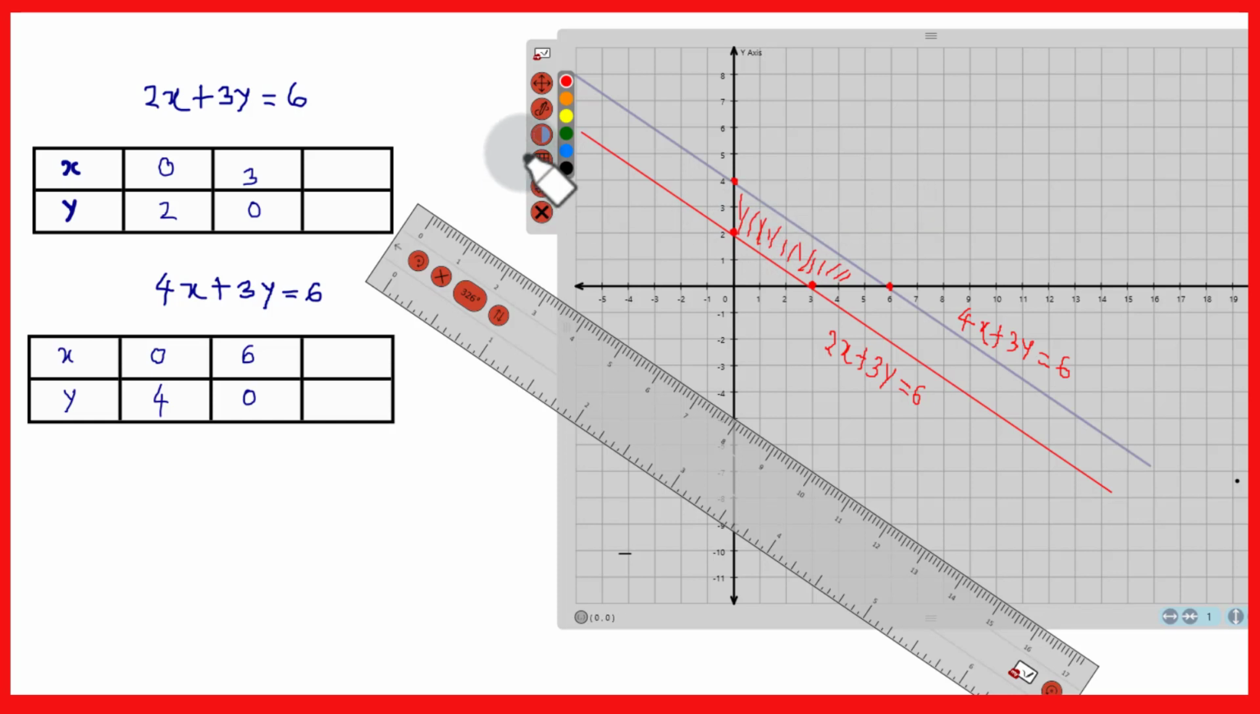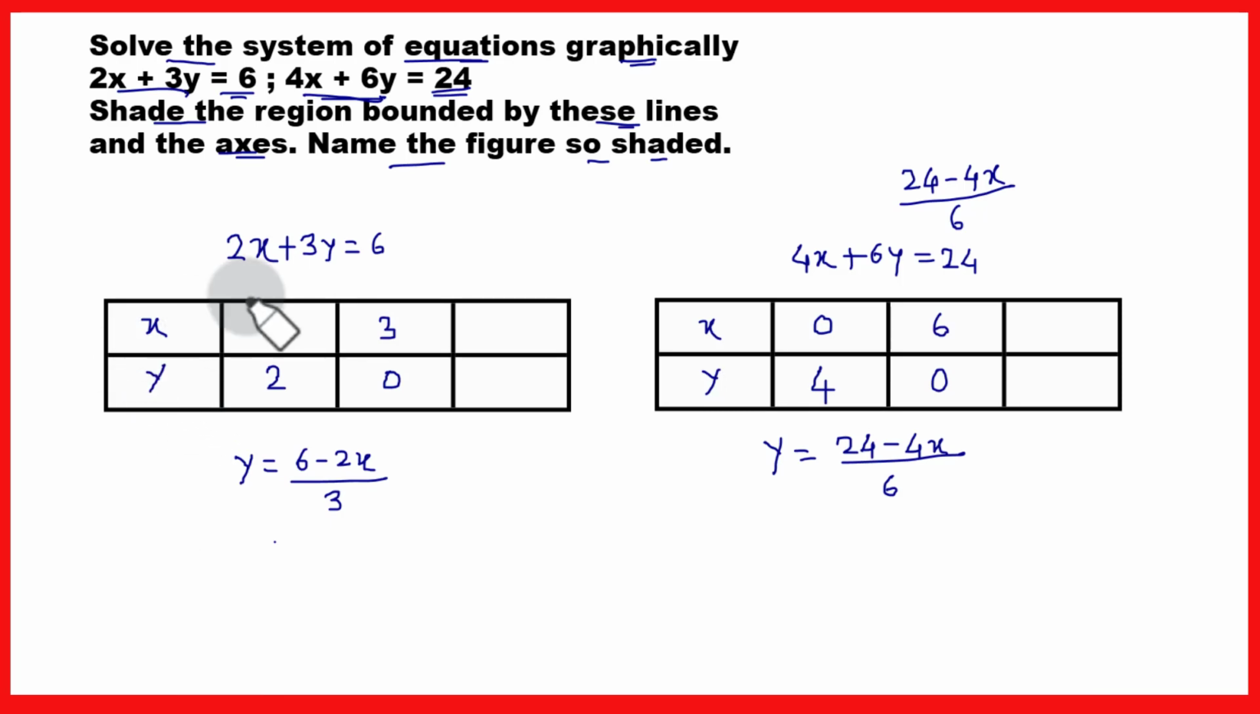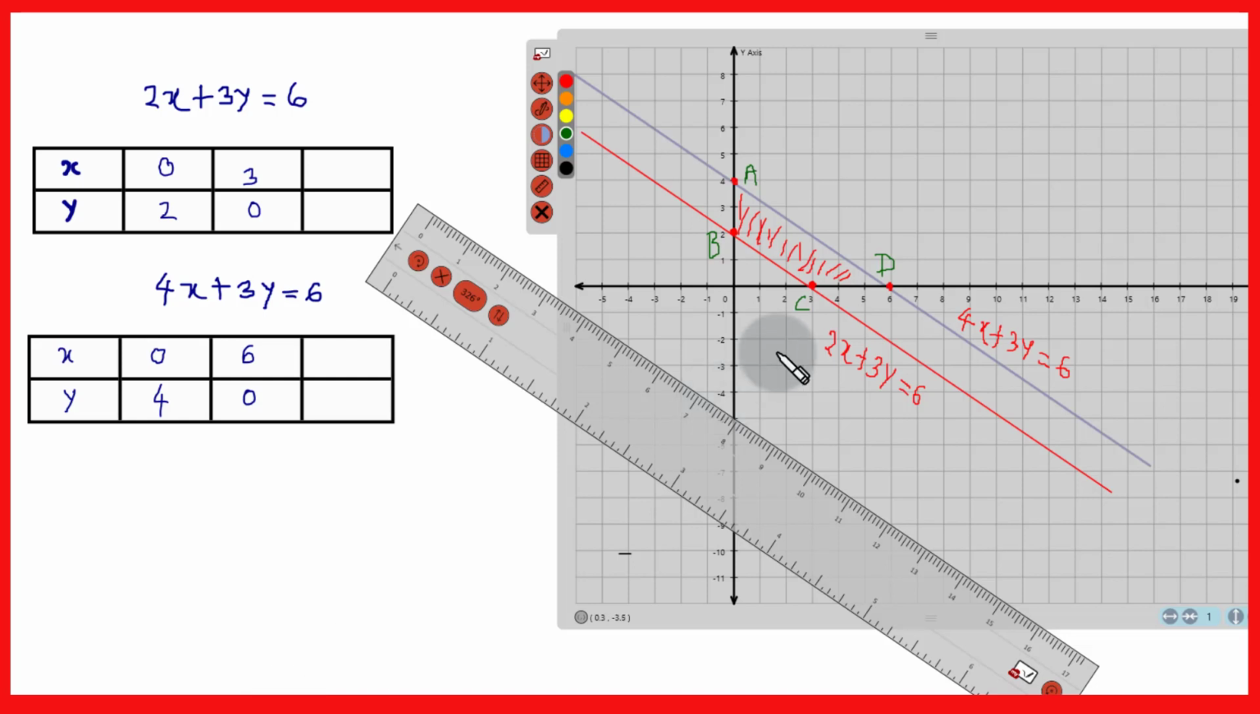So you have to name this as A, B, C, D. Let this coordinate be A, this coordinate is B, this coordinate is C, and this coordinate is D. I think this much is only asked: shade the region and name the figure so formed. So it is A, B, C, D.